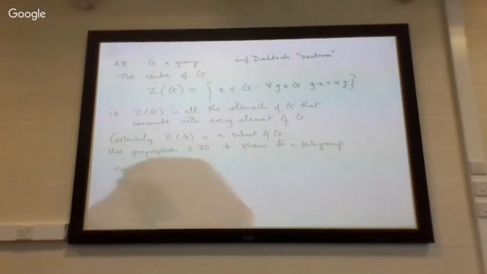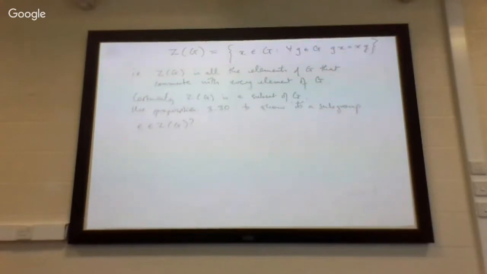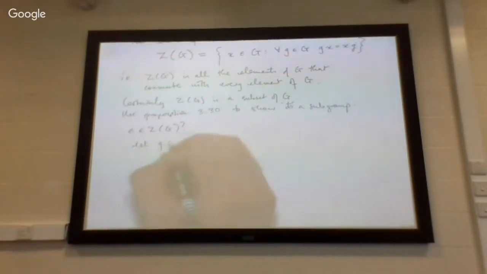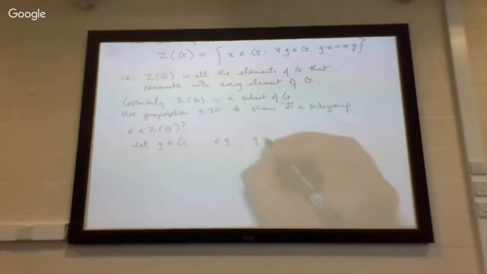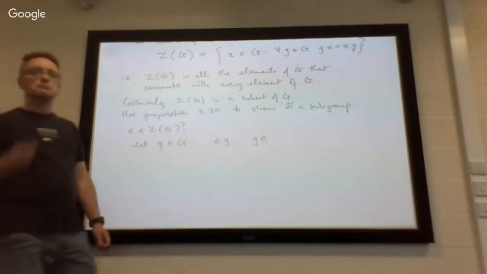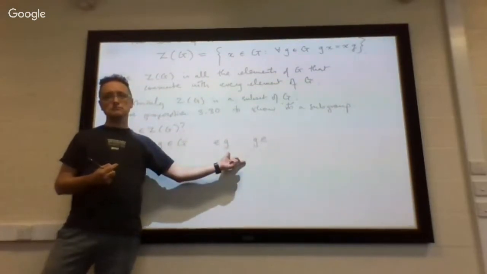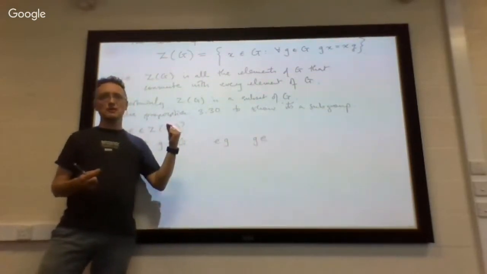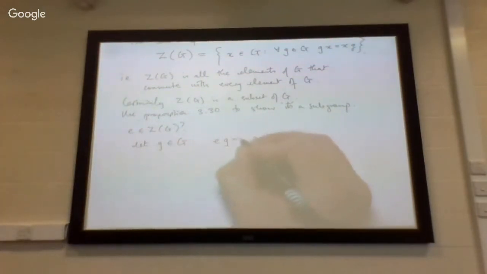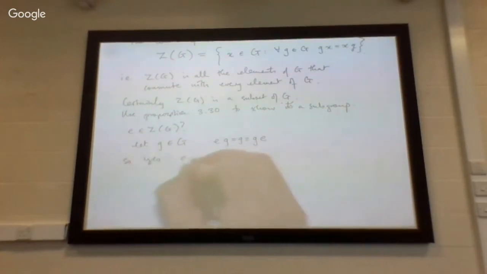The first question is: is the identity in Z(G)? You have to test whether it commutes with every element. So we let g be an element of G, and we consider e multiplied by g and g multiplied by e. Are these the same? Both are simply g itself. The definition of the identity element is that when you multiply it by any other element, it leaves that element unchanged on either side. So yes, the identity is in the center. That just comes from the definition of identity.